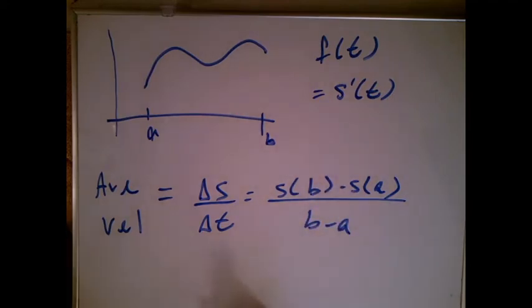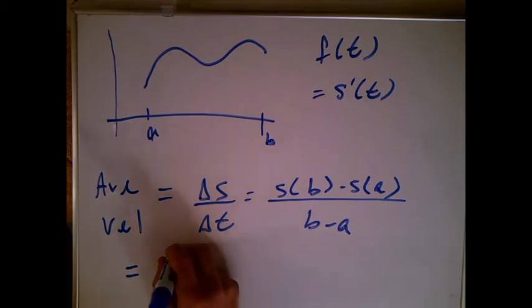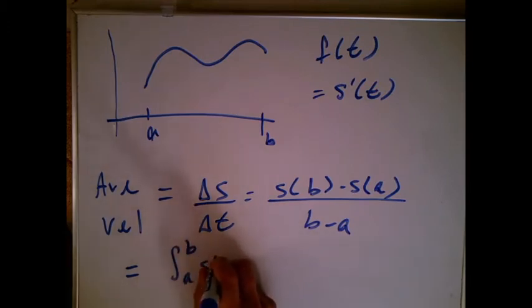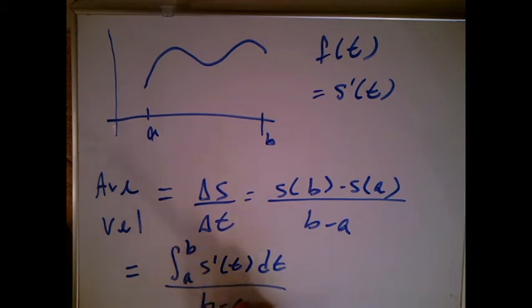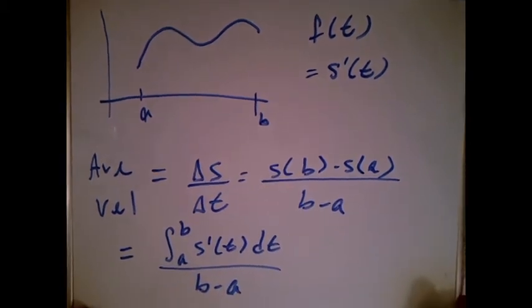Now we're going to use the fundamental theorem of calculus. We don't usually go this way, we usually go backwards, but s of b minus s of a, we know how this works. It's an integral from a to b of s prime of t dt over b minus a. Can we see that? Almost, yes, like that.